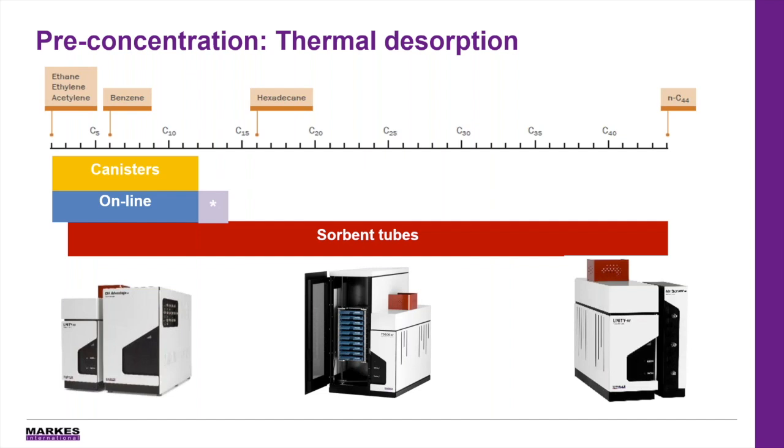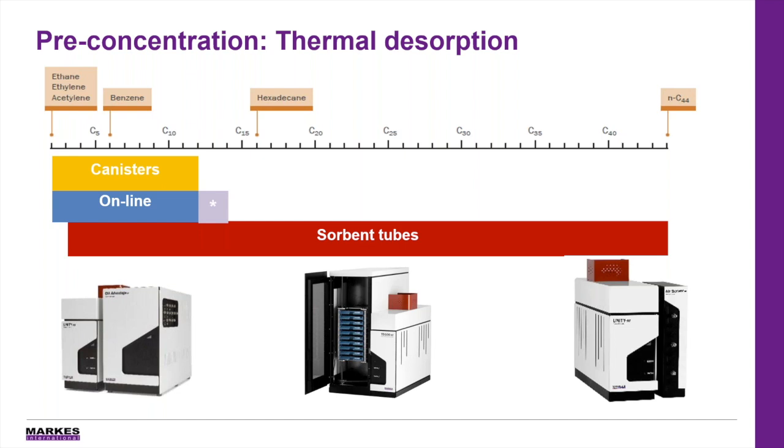So if we have a look at the range of compounds that sorbent tubes can capture, we can see from this diagram that from C3 all the way up to C44, sorbent tubes are able to collect these compounds. But sorbent tubes aren't the only way of approaching thermal desorption.